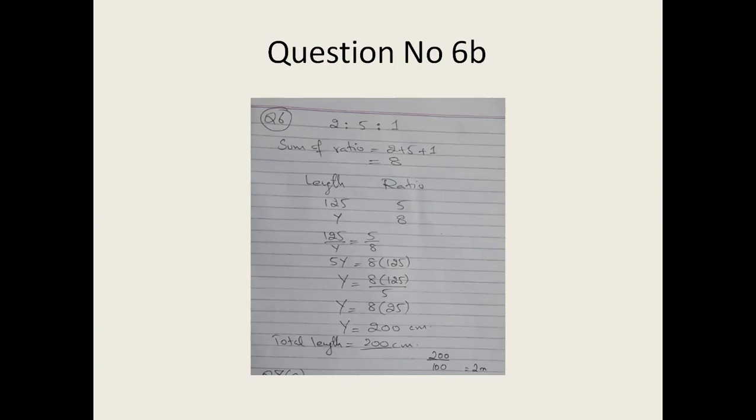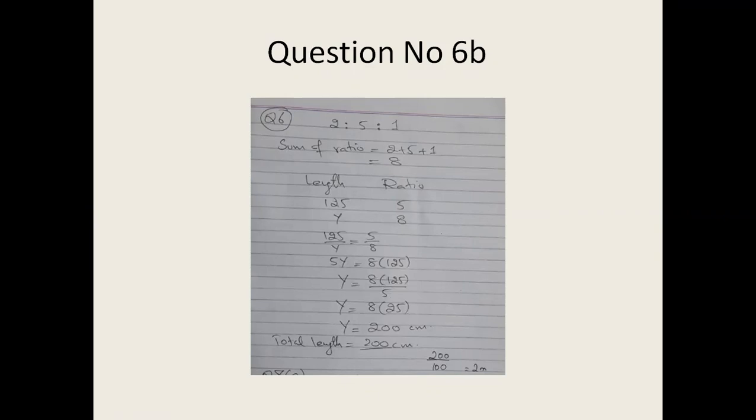And how much will be the total length? That's the question. So 125 divided by y equals to 5 by 8. And then you cross multiply: 5y is equal to 8 multiply 125. And you will have y equals to 8 multiply 125 divided by 5. So 5 and 125, they will be cancelled. So you will have 8 multiply 25. So that will be 200 centimeter. So the length is 200 centimeter.